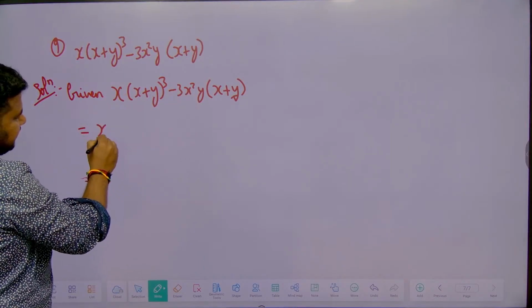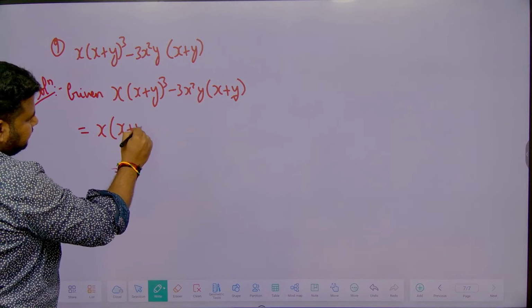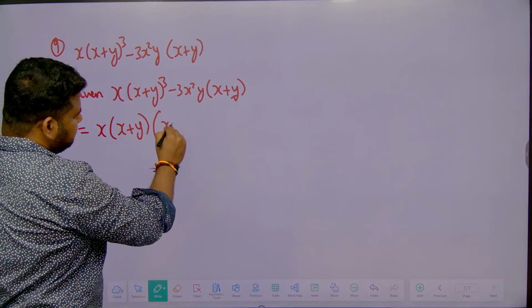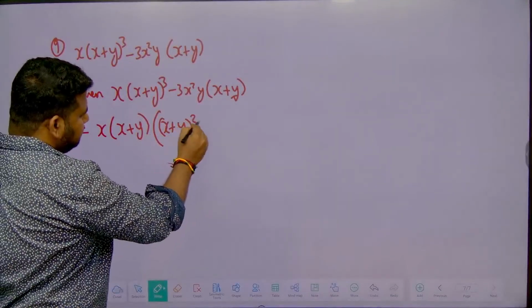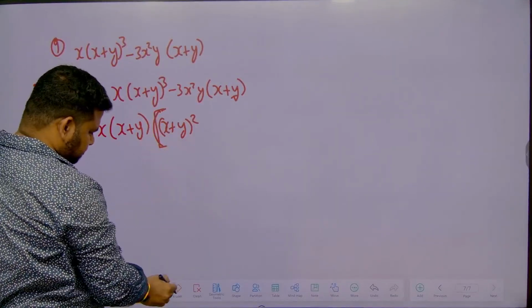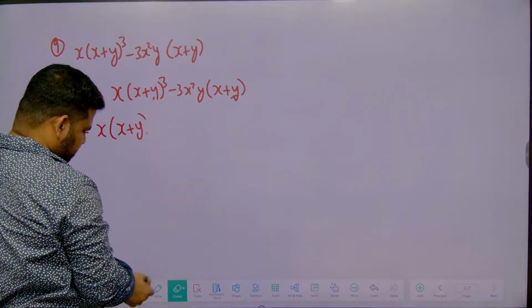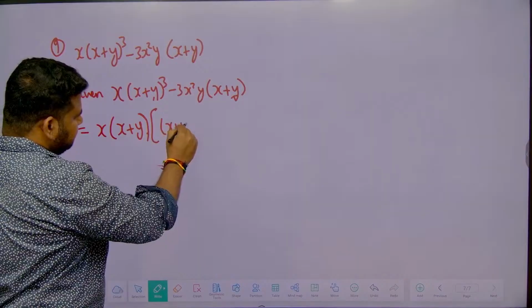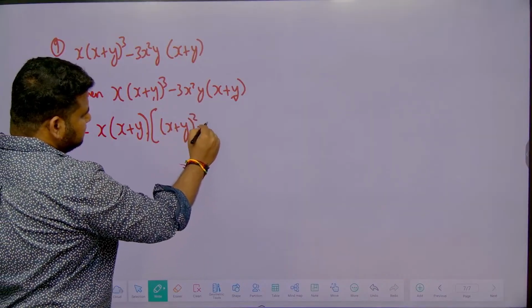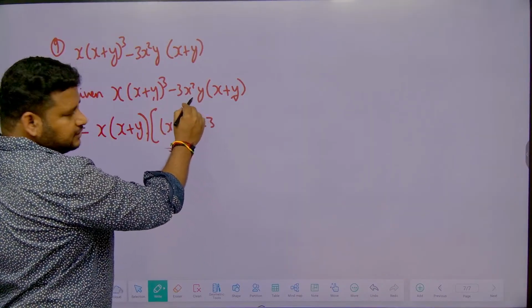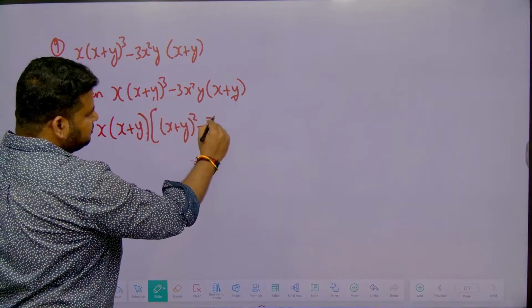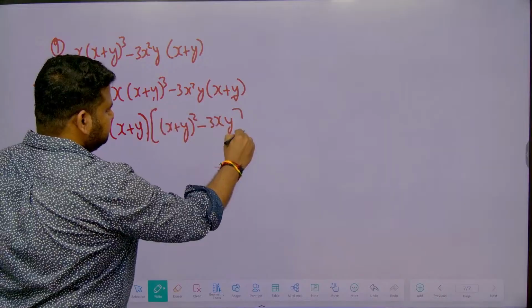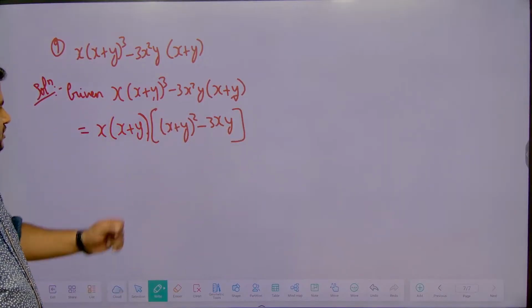So, this will become x into (x plus y). If I take outside, this will become inside (x plus y) whole square. Let me make it a square bracket. x plus y whole square minus this is what? 3x is already taken out. So, 1 x will be there, 3xy, that is it. x plus y is taken out, that is it. This is what we will be having.